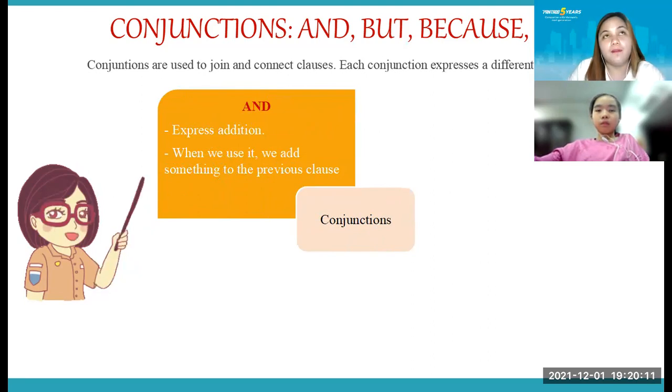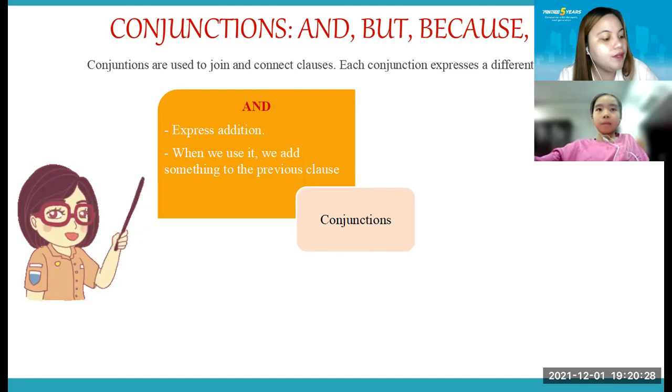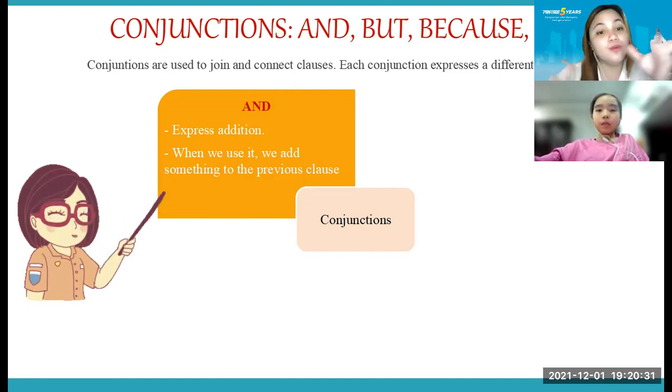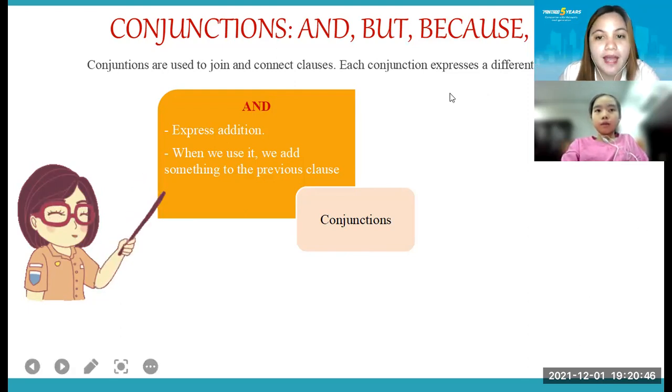Now, Mary, when do we use the word and? Can you read it, please? Express addition. When we use it, we add something to the previous clause. Okay. So when we use the word and, it means that we're going to add some more. All right, example, I like eating ice cream and cake. Okay, so I use the word and because I added the word cake. Okay, how about you, Mary? Can you give me an example sentence containing and?